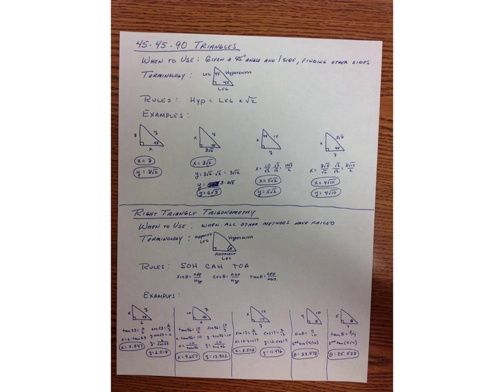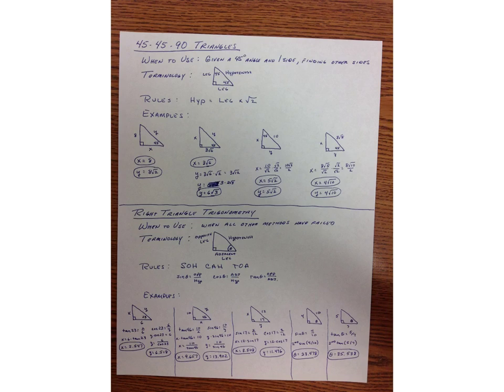For the third example, we're given the hypotenuse is 10. We need to divide by radical 2. Can't leave a radical on the bottom, so rationalize. Show the work that you have 10 radical 2 over 2. The 10 and 2 can cancel, giving us 5 radical 2 for each of the legs.